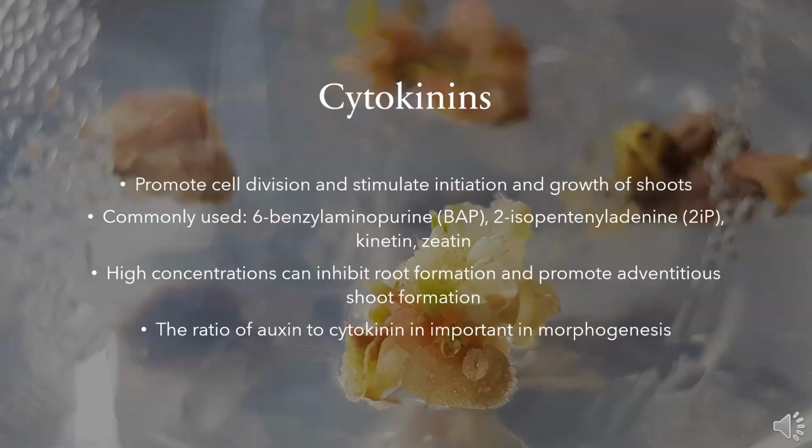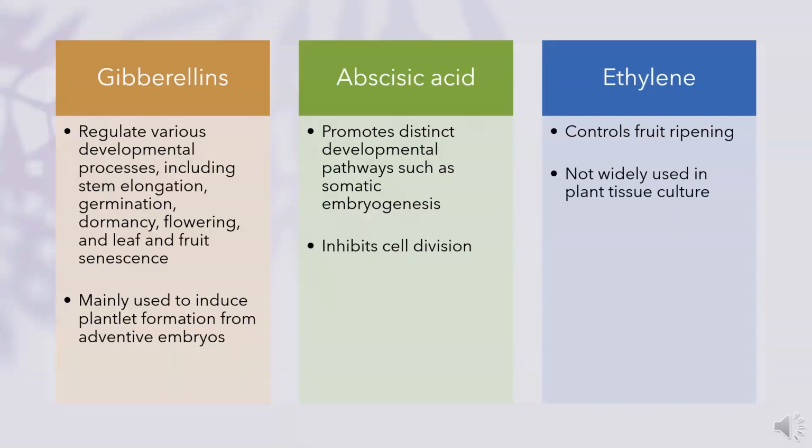Gibberellins are plant hormones that regulate various developmental processes, including stem elongation, germination, dormancy, flowering, flower development, and leaf and fruit senescence. They are mainly used to induce plantlet formation from adventive embryos formed in culture. Abscisic acid is used in plant tissue culture to promote distinct developmental pathways, such as somatic embryogenesis, and to culture woody species. It inhibits cell division, and has a favorable effect on abscission.